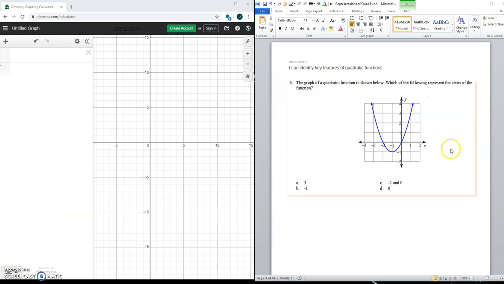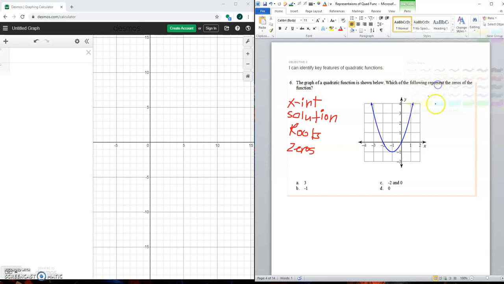Last and final example. The graph of a quadratic function is shown below. Which of the following represents the zeros of the function? There are other words that we call zeros of a function, and I wrote them here. You can call them x-intercept. You can also call them solution. You can call them roots. And of course, zeros of a function. Those are x-intercepts, right? So those are those. And they are at negative 2 and 0. In this case, your answer is letter C.